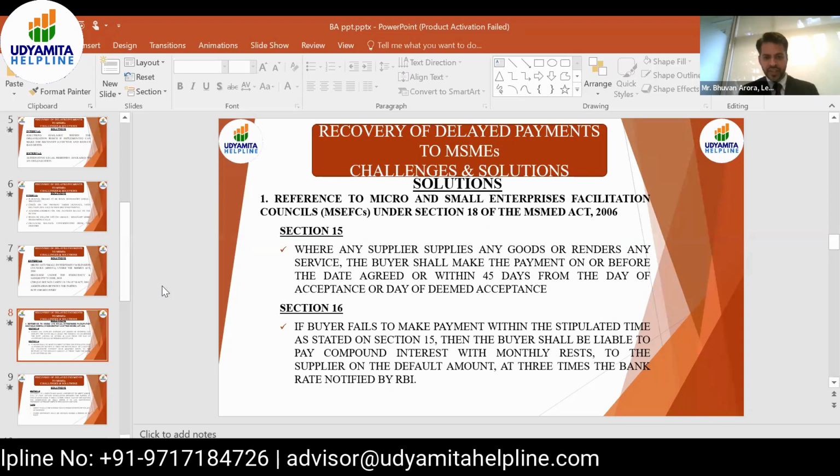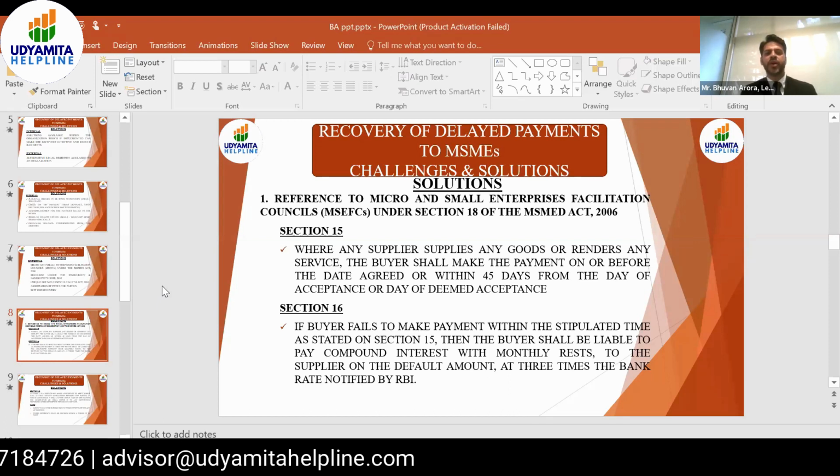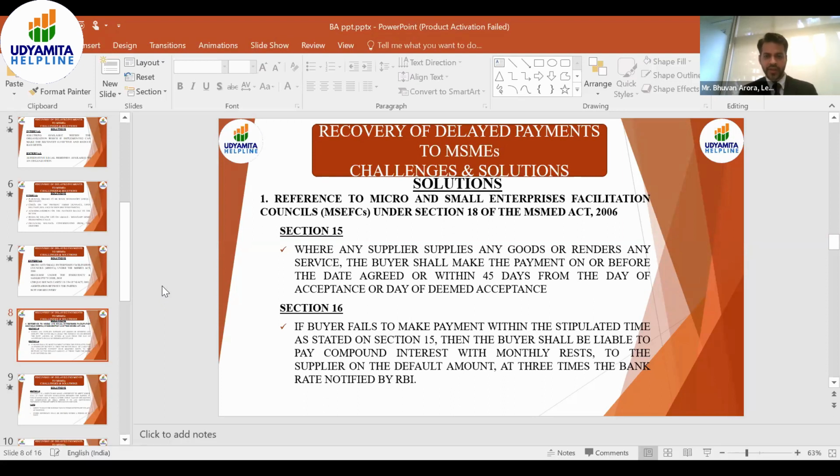Section 15 says, where any supplier supplies any goods or renders any service, the buyer shall make the payment on or before the date agreed, or within 45 days from the day of acceptance or day of deemed acceptance. So in cases where there is an agreement saying I will make payment within 30 days or 20 days or 7 days, that will be applicable. If not, then 45 days is the outer limit. So within 45 days, the buyer has to make payment.